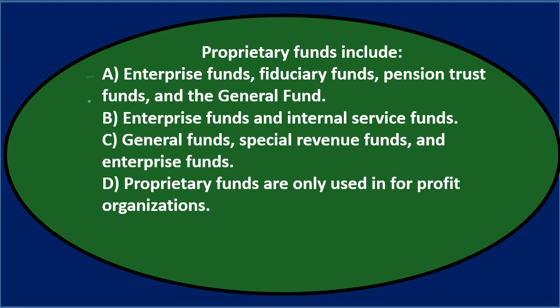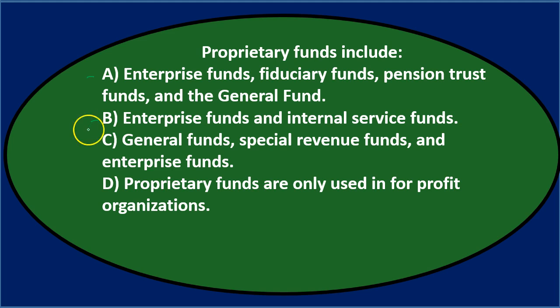B says the enterprise funds and the internal service fund. So that sounds pretty good. Now note the proprietary funds, we have our groupings. We have the governmental funds, and we got the proprietary funds, and then the fiduciary funds. The governmental funds are the longest ones, a lot more of them, and therefore you would think A seems like it's more appropriate with this long list for them. And then B, 2 funds for the proprietary funds seems reasonable.